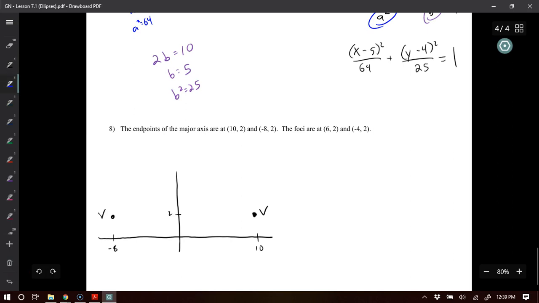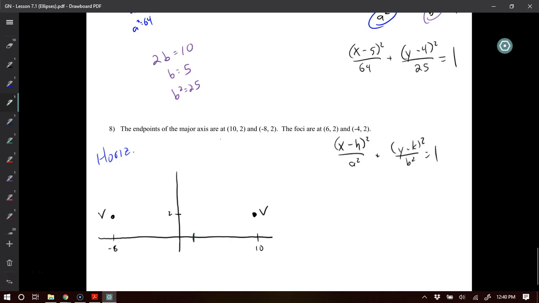I label them, because that tells me this is a horizontal ellipse, because my vertices are left and right of each other. Well, that's helpful because that tells you what you're aiming for. I'm aiming for the a squared to be under the x minus h. I'm aiming for the b squared to be under the y minus k. Well, if I have my endpoints, I can find my center, because your center is your midpoint.